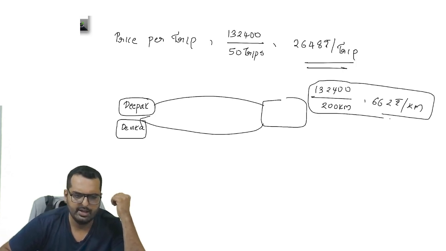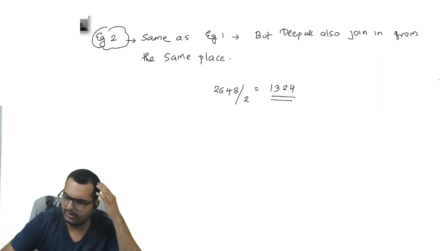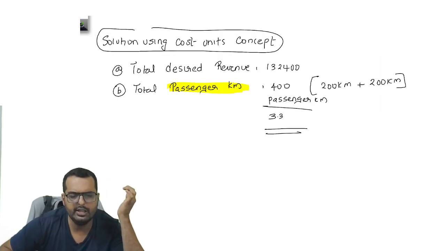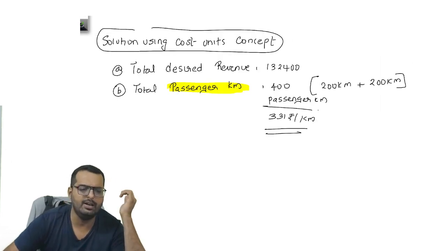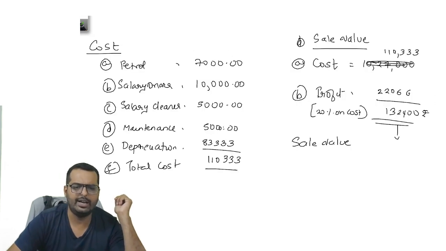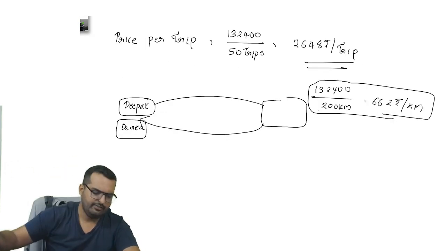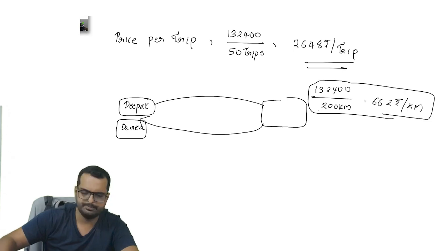Am I right? Okay. So if that is 662, here you will get the answer as how much? 331 rupees per kilometer. Alright. Can you write down this first 662 there? Then we will write 331 over here.